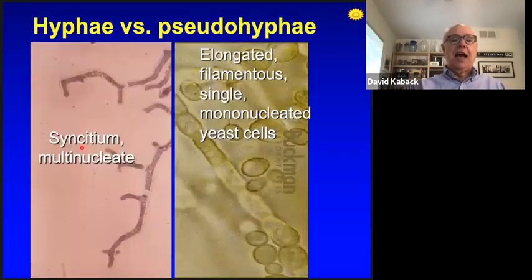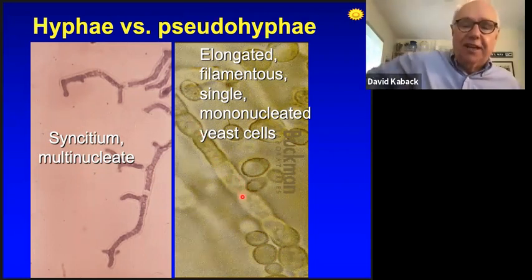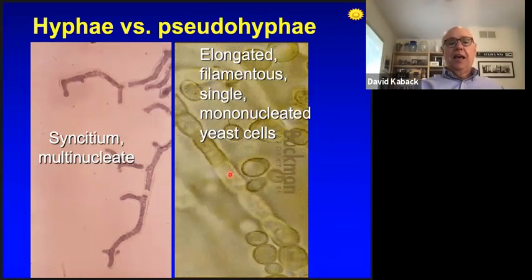Now, in addition to hyphae, some fungi don't quite form hyphae, they form long chains of yeast cells. Okay, so you see long chains, and these yeast cells have only a single nucleus in them unless they're actively dividing. And when we have these chains of yeast cells, they're referred to as pseudohyphae.